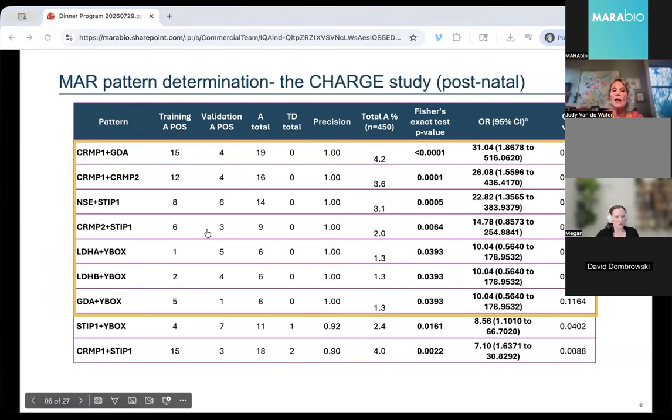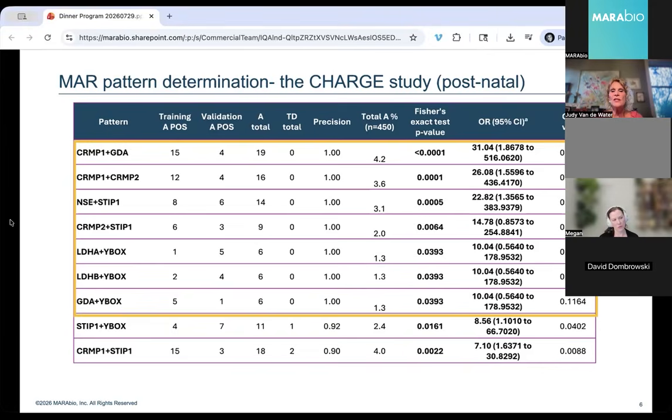It gave us a very high odds ratio, and you'll notice we did not see these in the typically developing samples. We created a very stringent assay, meaning we wanted to be very sure that we were getting the most specificity. So we had a very stringent cutoff, but you can see in the two STIP1 Y box and CRIMP1 STIP1 below, we had a couple of TDs, but they were still significant for autism.